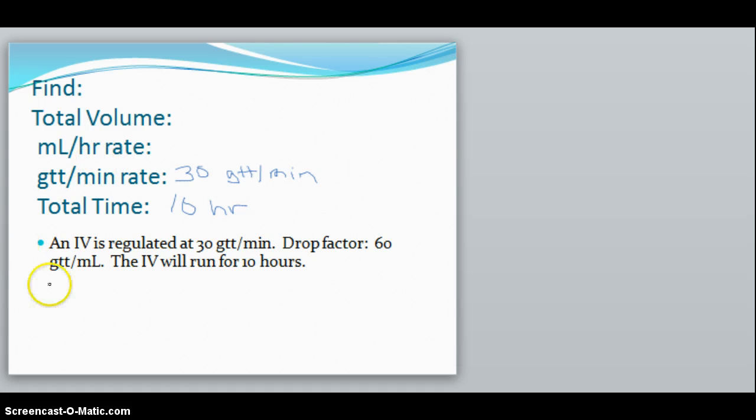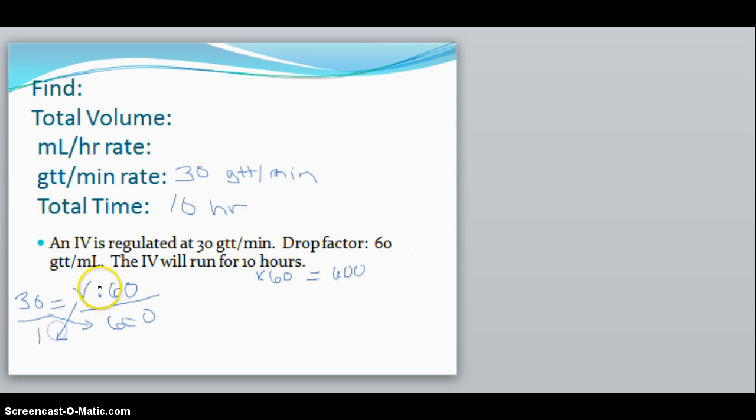So I'm going to use my drop per minute formula. The rate is 30. The volume is unknown. The drop factor is 60. The time is 10 hours, but remember I need that in minutes. So I'm going to multiply that by 60, so that would be 600. So here is 600 minutes. Just like the previous problem, I'm going to put this over 1, and then I'm going to cross multiply.